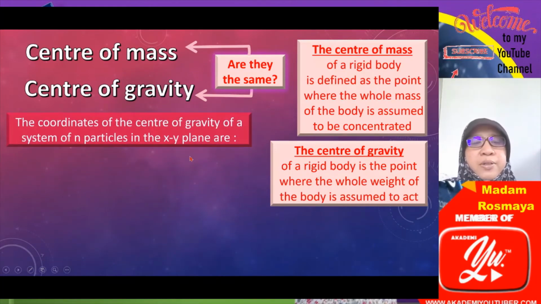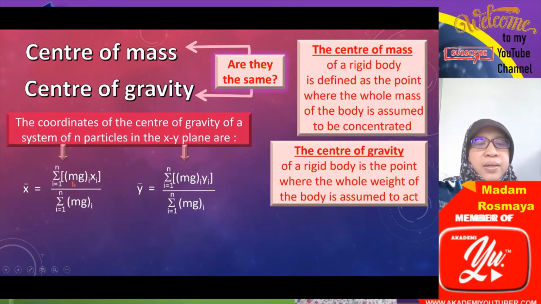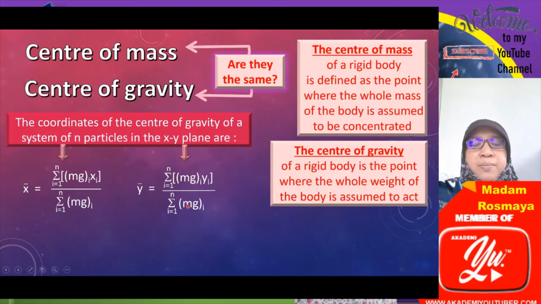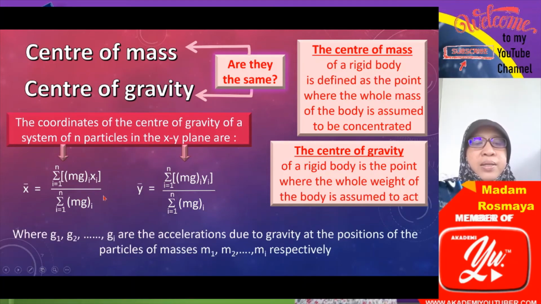Okay, the formula is given by bar X, where instead of using mass, we use weight, mg. So summation of mg_i x_i divided by summation of mg_i. For bar Y, summation of mg_i y_i divided by summation of mg_i. So g1, g2, g_i are the acceleration due to gravity g at the position of the particles of mass m1, m2, m_i respectively.